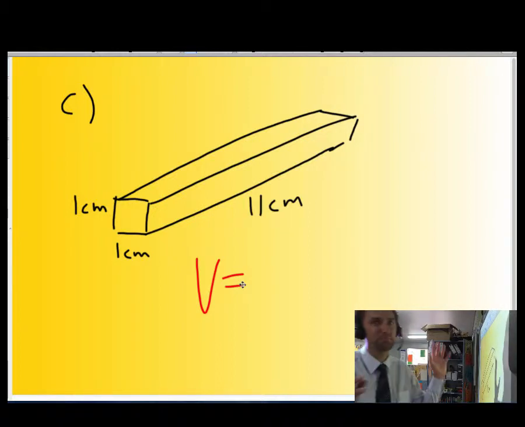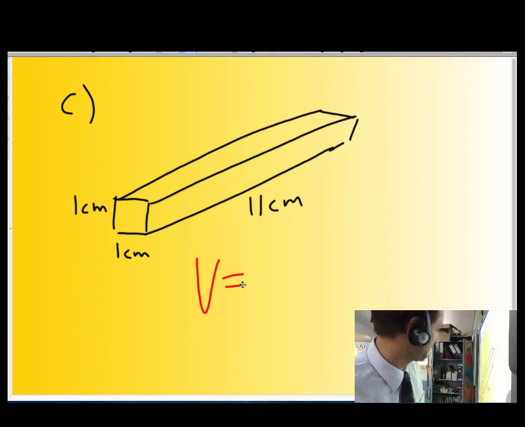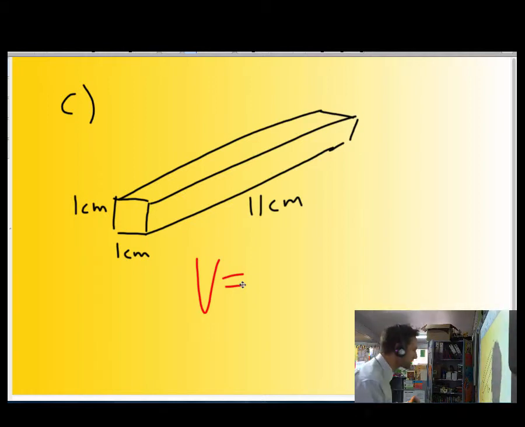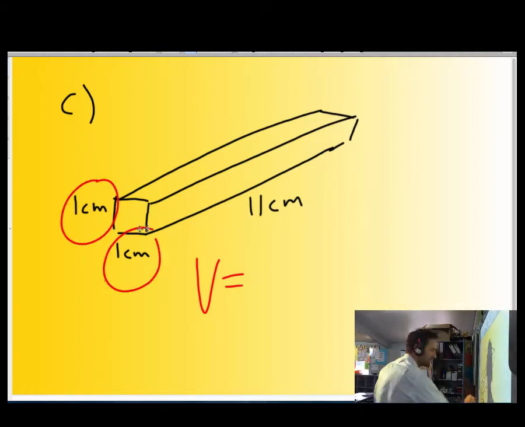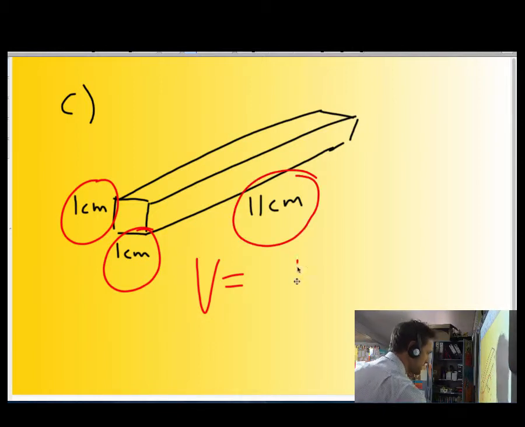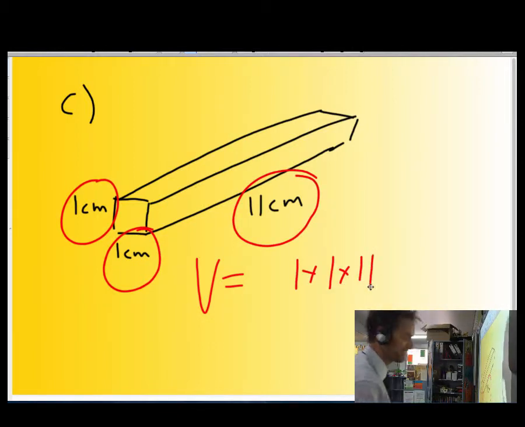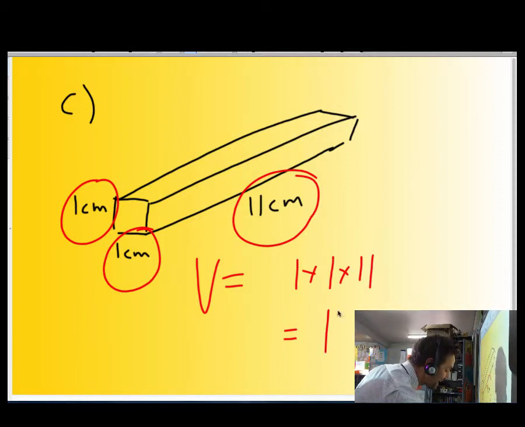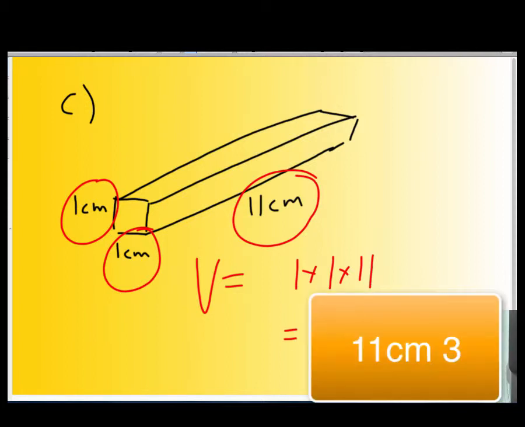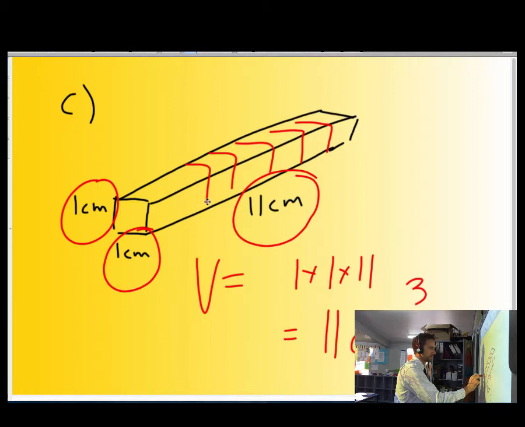Okay, I hope you paused me. Please do pause me because I'm about to show you what you should have done. Right, you should have gone 1 times 1 times 11. 1 times 1 times 11, and it's all centimeters, isn't it? Which really, of course, equals 11 centimeters cubed. And it's literally saying there are 11 cubic centimeters in this object. There are 11 cubes in this object.